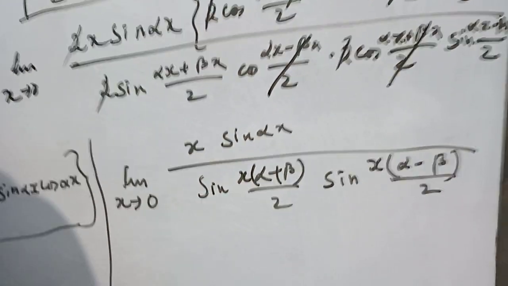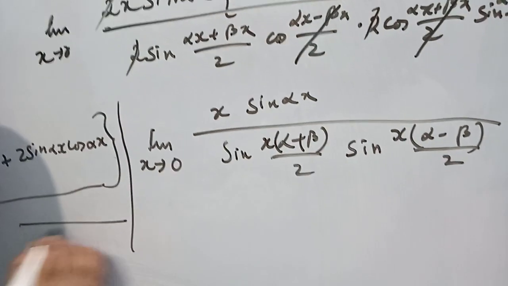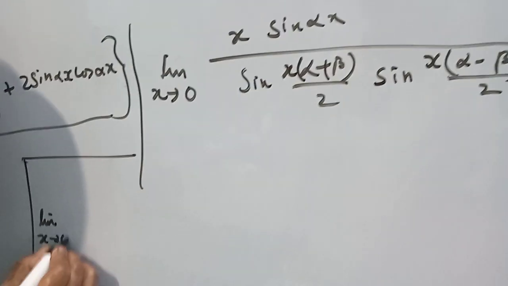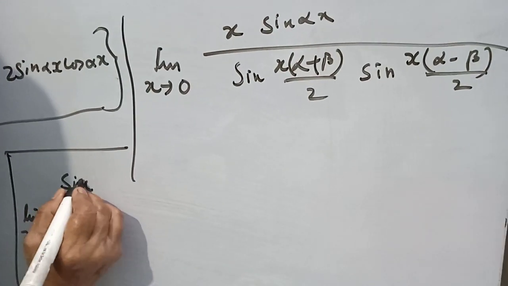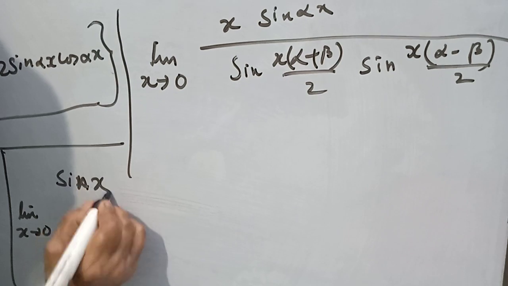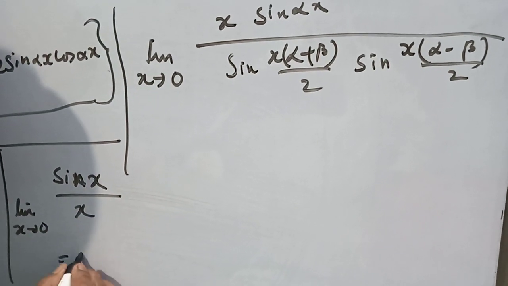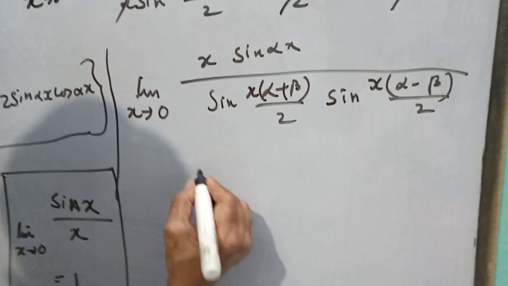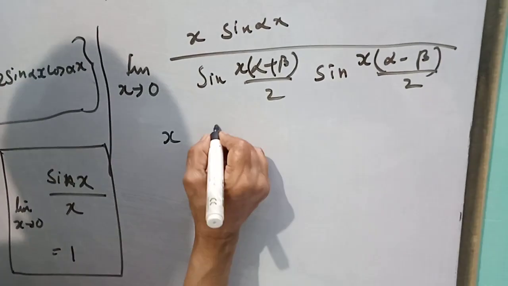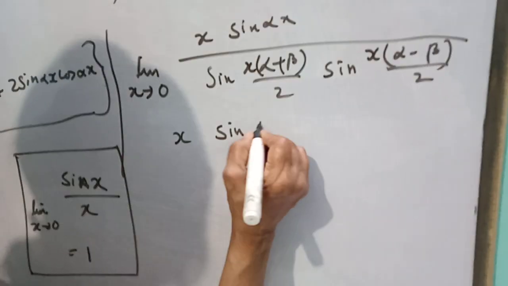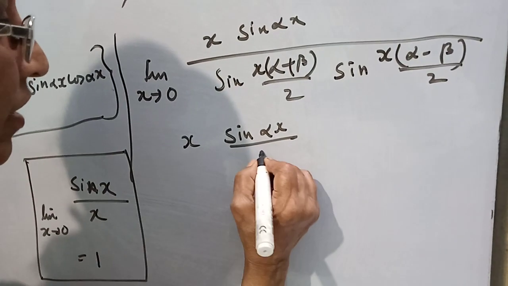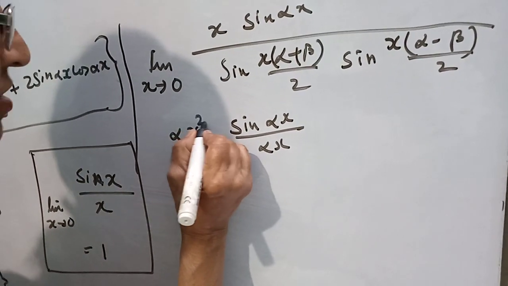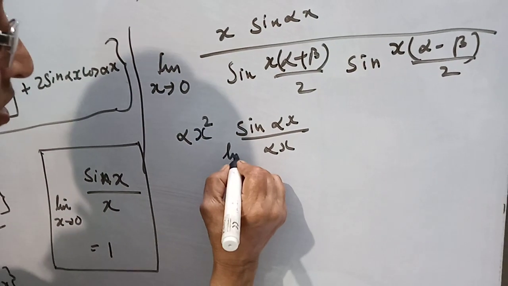Now we know one very important formula: limit x tending to 0 of sin x by x is equal to 1. This is the most important formula we'll use here. So this is x and this is sin alpha x. I can write this as sin alpha x by alpha x, so I have to write alpha and x into x squared, limit x tending to 0.